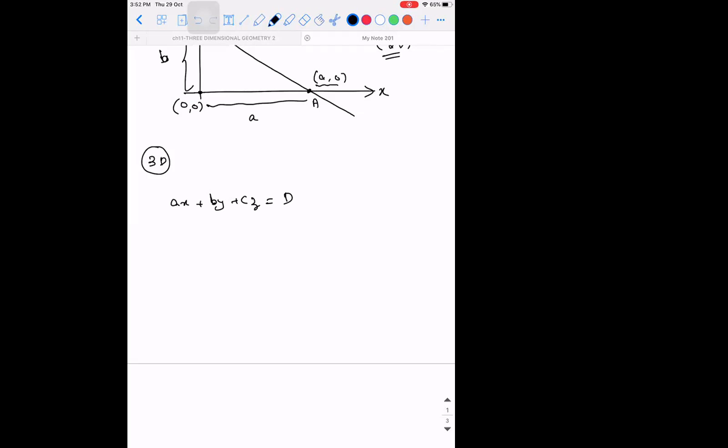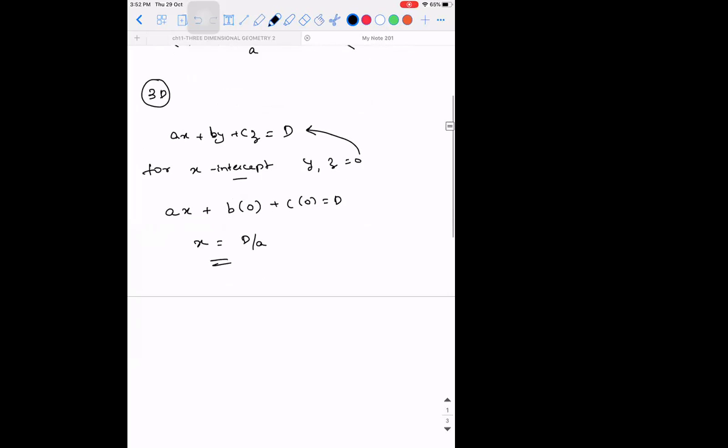So if I want the x-intercept, then observe. For x-intercept, can I put y comma z to be equal to 0? When y and z are equal to 0, then a into x plus b into 0 plus c into 0 is equal to D. So x will be equal to D by a. Accepted? Similarly, y will be equal to capital D divided by b, and z will be equal to capital D divided by c.